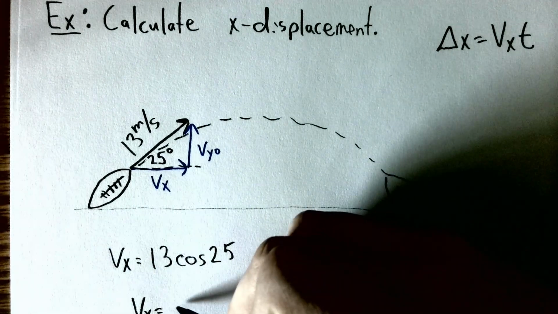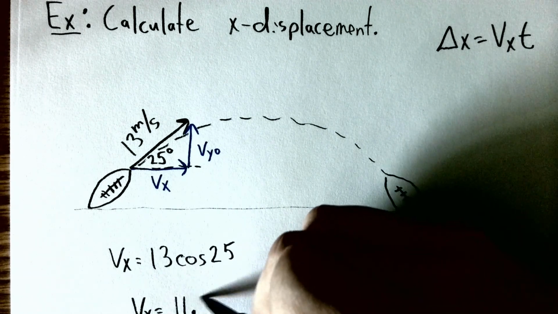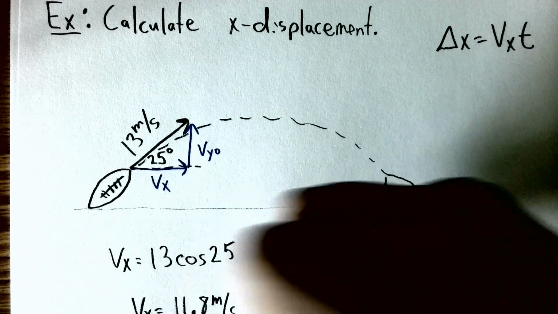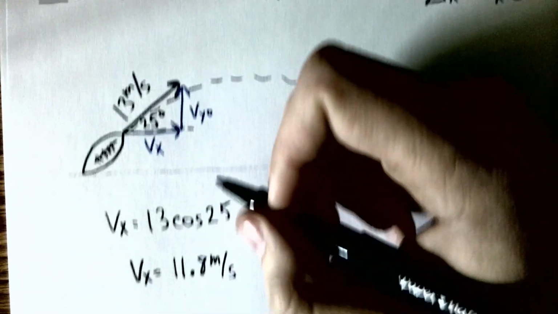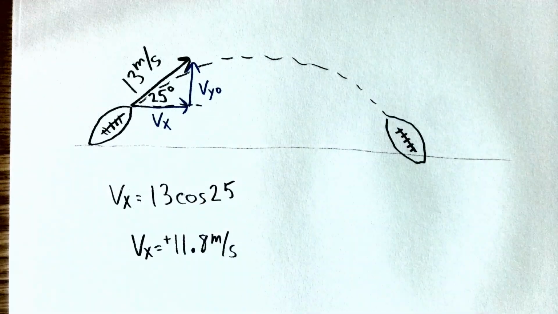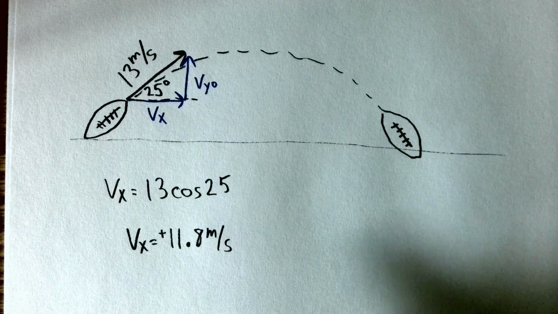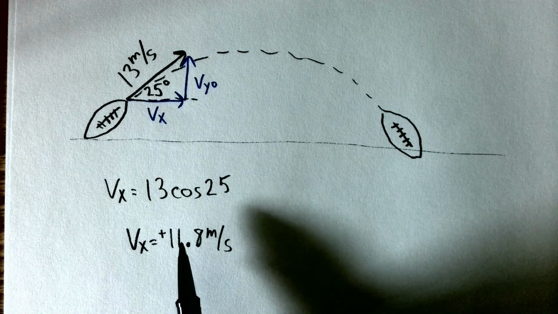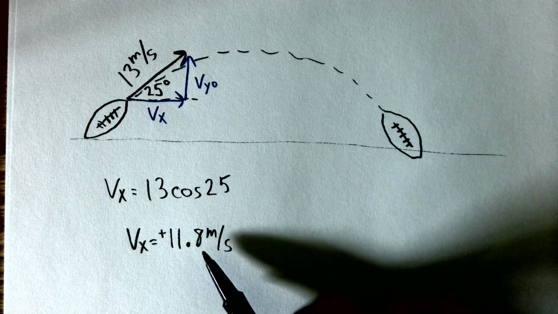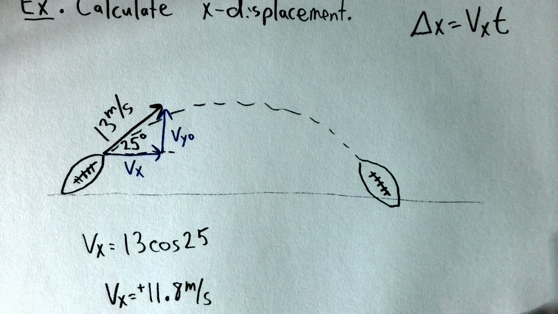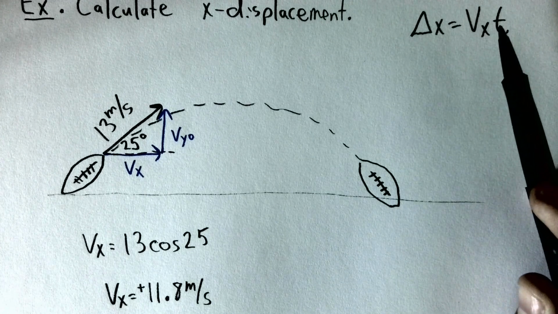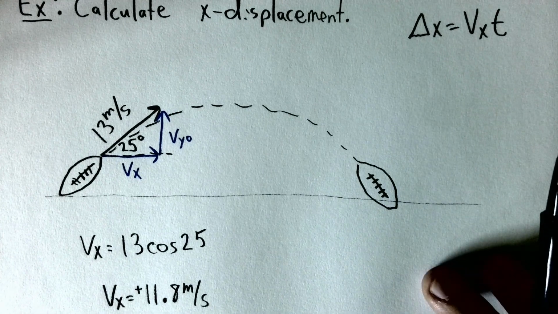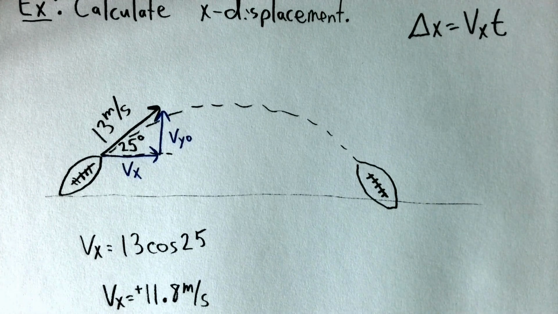Anyone get 11.8? Thank you. 11.8 meters per second. Since it's moving to the right, it's plus. On these problems, it's a good habit to second guess yourself. Once you're done with a problem, figure out if it's positive or negative. So we have Vx. We're not ready to solve yet because we don't have time. So the trick for all of these is we're going to use the y equations.